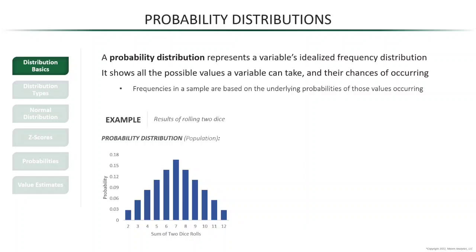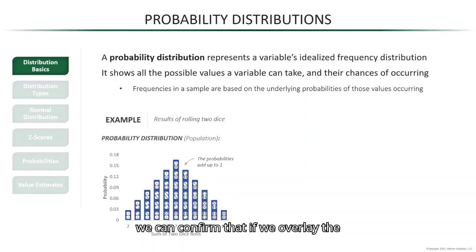Nothing more, nothing less, nothing in between. And 2, the probability of getting each of those results is expressed by the height of the bars, all of which add up to 1 or 100%. And we can confirm that if we overlay the bars with the different combinations of dice that make up each sum. So that's the probability distribution.